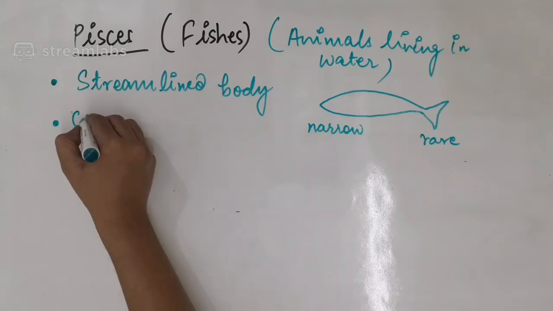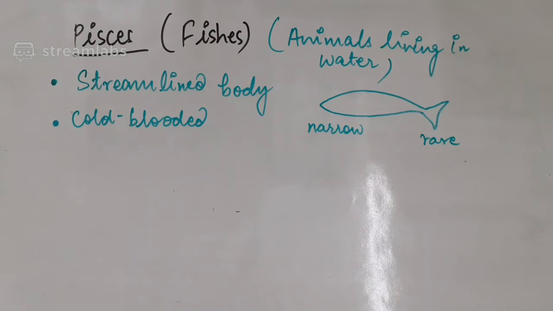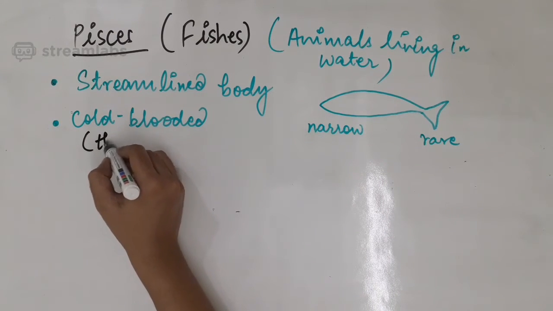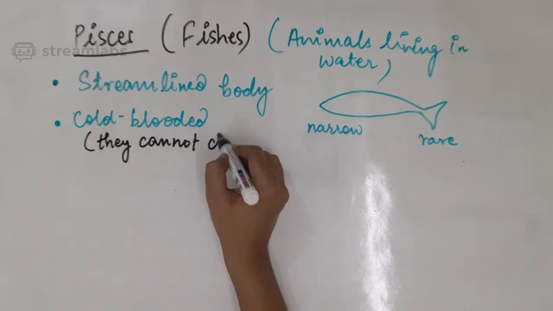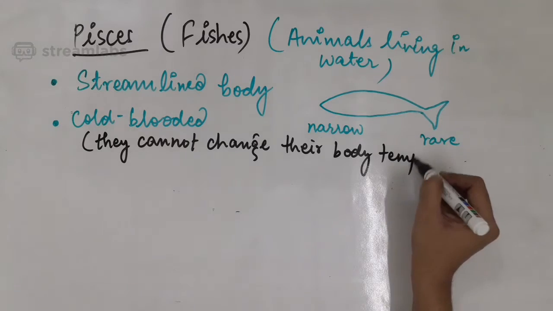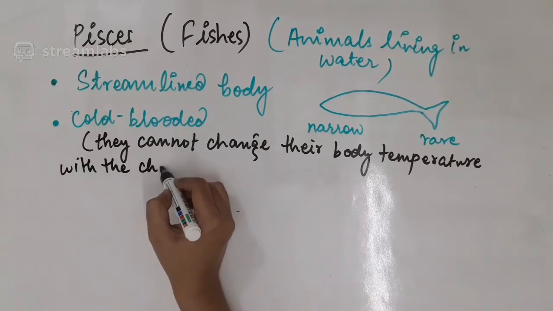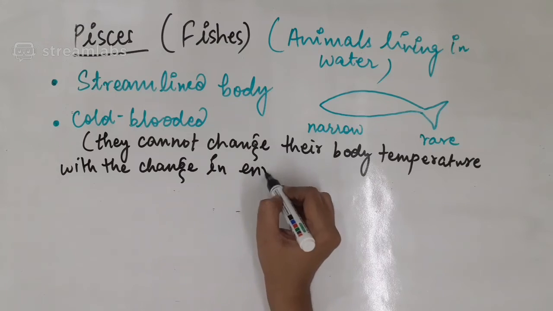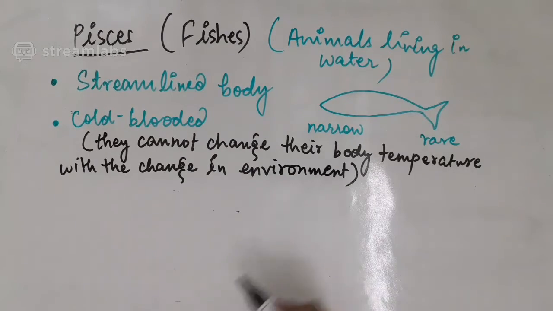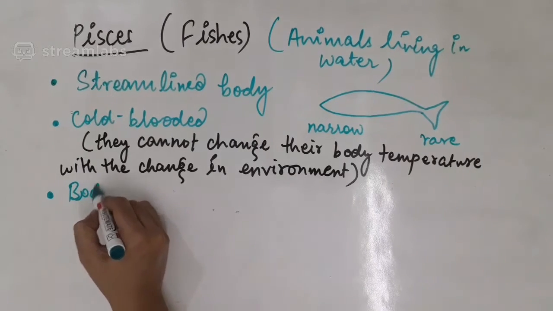Fishes are cold-blooded. That means they cannot change their body temperature with the change in environment. So you can write, they cannot change their body temperature with the change in environment. That's why they are called cold-blooded. Their body is smooth and slimy.